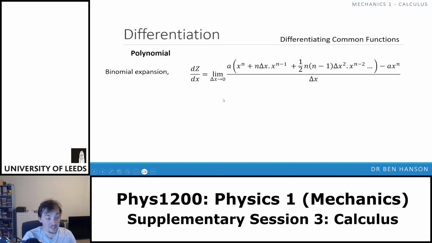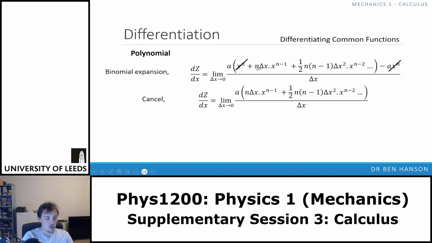So now what we're going to do is times out the brackets a little bit and cancel some terms. So I've got an ax to the n there, ax to the n there. So that term and that term are going to cancel. And then we can do the rest of it. So we've got n delta x to the n minus 1, and so on. That keeps going all the way until the end. So all we've done is taken that term there and cancelled it with that term. So it's gone there. Divide by delta x.